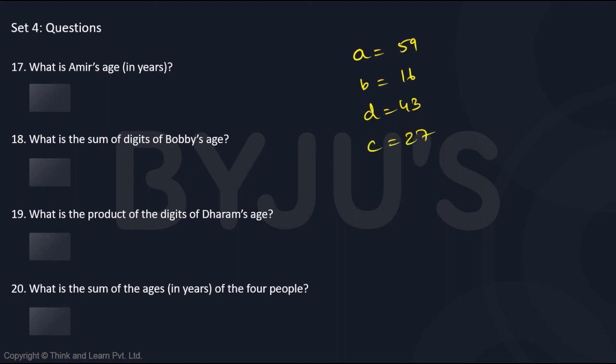So what is Amir's age? Amir's age is 59. What is the sum of digits of Bobby's age? Bobby's age digits sum is 7. What is the product of the digits of Dharam's age? Dharam's age product is 12. What is the sum of ages of the four people? The sum of these four is 50, 60, 100, 120, 130, 139, 145. So this is 145.